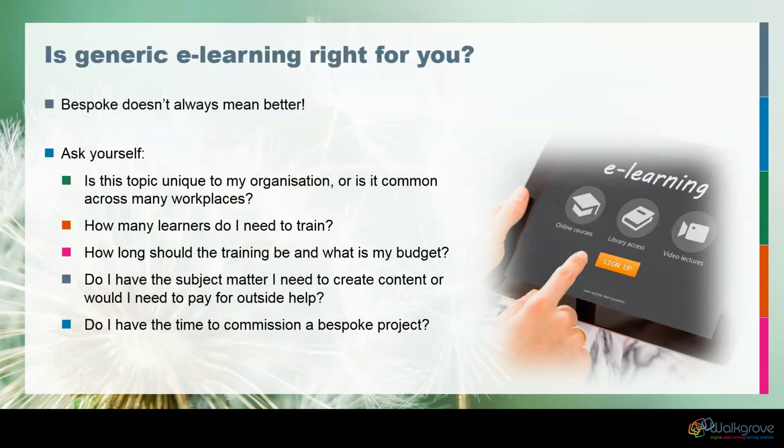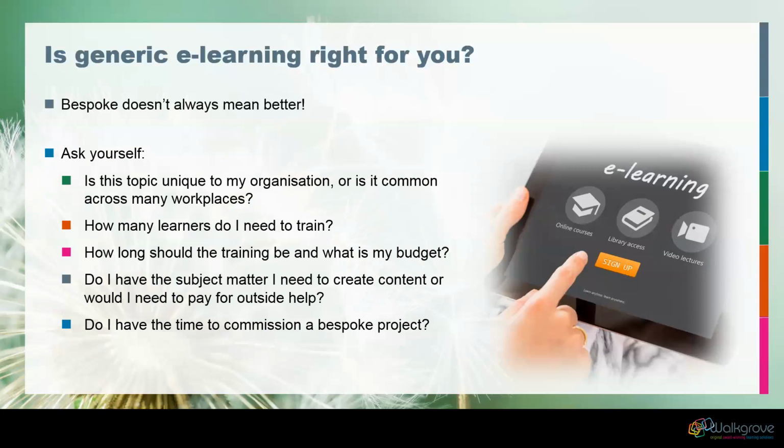How many learners do you need to train? For a generic course, it's often done on a licensing basis. So if you've only got a few learners, you might well find that a generic course works out cheaper because you only have to buy maybe 5 or 10 licenses if you're a very small business. However, for much larger businesses, it might be that a bespoke course can work out cheaper. So that's another thing to think about.